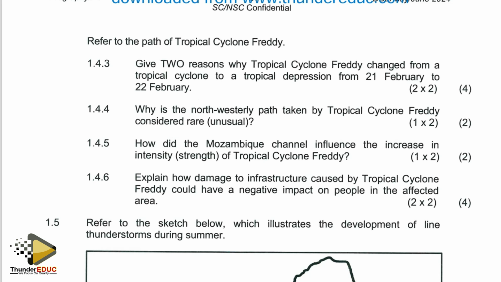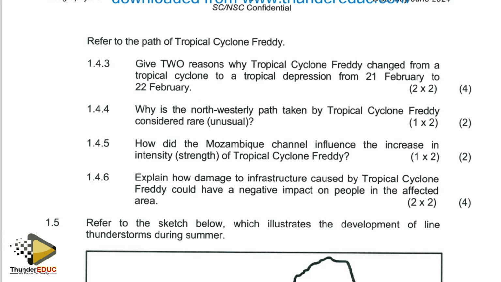So it went through cyclogenesis because of the warm ocean waters over the Mozambican channel, which provided it with energy to revive its power and to revive its circulation and become stronger and cause more damage over Mozambique.